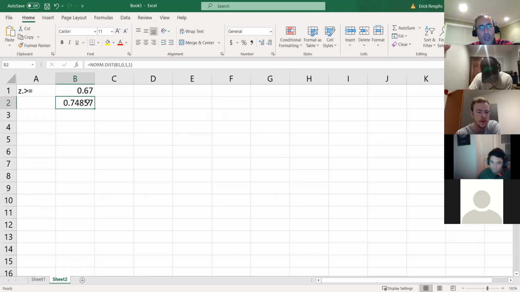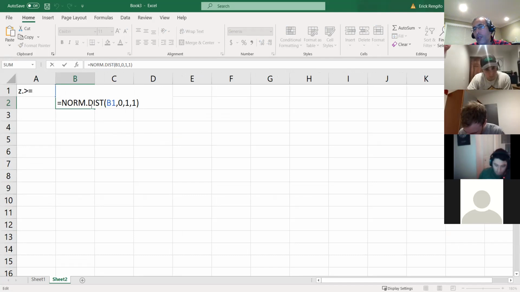Take a look. So what we do is the normal distribution, we enter the critical value. This is zero, meaning the mean of the Z is zero. The standard deviation is one, and this one is cumulative. I will explain why I'm using cumulative, because that's the way that the tables are presented normally. Make sense to you guys?